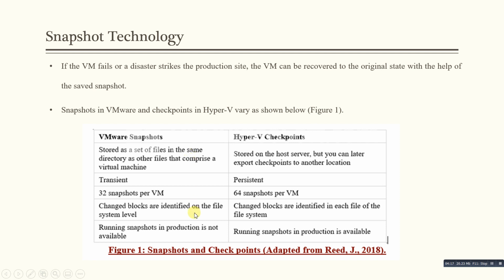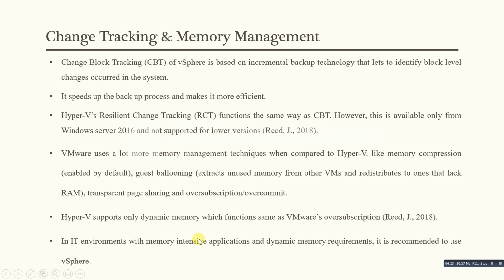Change tracking and memory management. Change block tracking of vSphere is based on incremental backup technology that lets you identify block level changes that occurred in the system. So it speeds up the backup process and makes it more efficient. Hyper-V's resilient change tracking functions the same way as CBT. However, this is available only from Windows Server 2016 and it's not supported for lower versions.